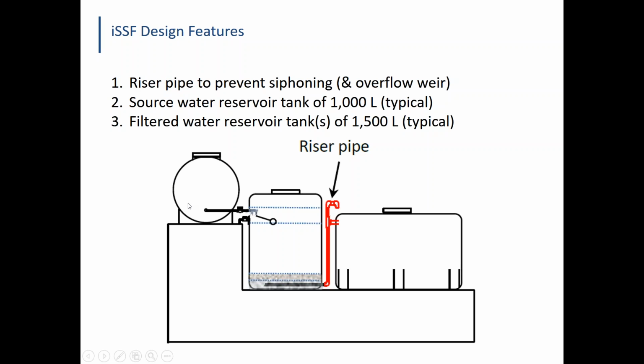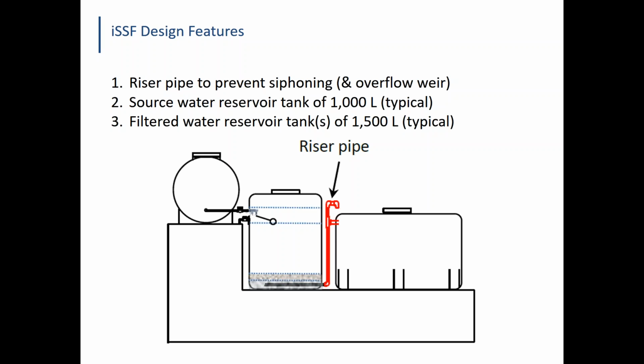Also, we'll highlight here that the source water reservoir is typically around 1,000 liters, and the stored filtered water tank is around 1,500 liters. That means that if you fill up your 1,000 liter tank at the end of a school day, for example, it can run all day and fill up your 1,500 liter stored water tank. And then in the morning, you've got water available for your students or community. At that time in the morning, you fill up your 1,000 liter tank again, and it runs all day. You can repeat that 2 to 3 times a day, getting a fair volume of water.